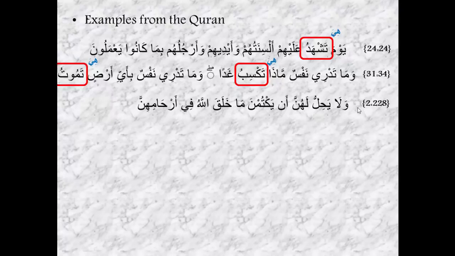Taken from Surah Al-Baqarah, we have, and it is unlawful, ولا يحل, for them to conceal what Allah has created in their wombs. So here we have an example, yaktumna, yaf'ulna. This is a conjugation for hunna, referring to a group of females. For them, the females, to conceal. ما خلق الله في أرحامهن, what Allah has created in their wombs.